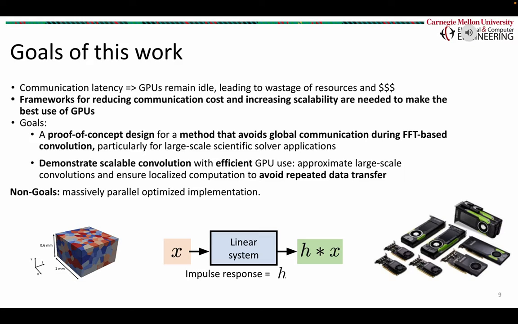The goals of this work are, first, to provide a proof-of-concept design for a method that avoids global communication during FFT-based convolution, particularly for large-scale scientific solver applications. And second, to demonstrate scalable convolution with efficient GPU use, approximating large-scale convolutions and ensuring localized computation to avoid repeated data transfer. I should mention that one of the non-goals for this work is to provide a massively parallel optimized implementation.